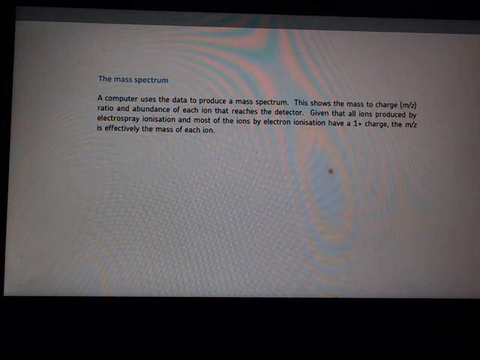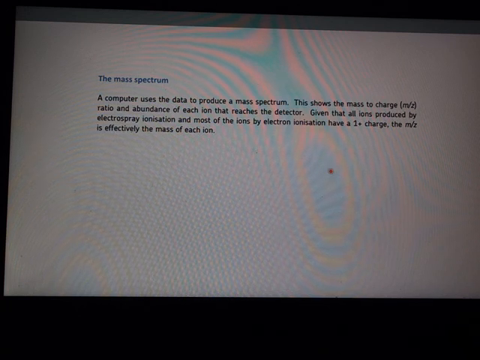So as I said a few minutes ago, the mass spectrometer measures the mass to charge ratio, and depending on the type of ionization, if it's electrospray ionization, then we need to remember that it's the mass plus 1 to charge ratio that is given, so we'll need to take 1 away.